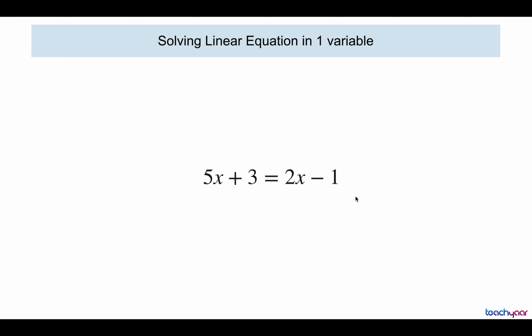So what you see here, 5x plus 3 is equal to 2x minus 1, is an equation. It's linear and it has one variable. Let's explain this. So what is an equation? If you're not familiar with that, an equation basically has an equal to sign and has terms on its left and terms on the right. The terms on the left are called the left hand side, or LHS, and the terms on the right are called the right hand side, or the RHS.